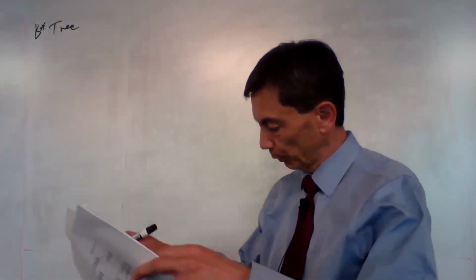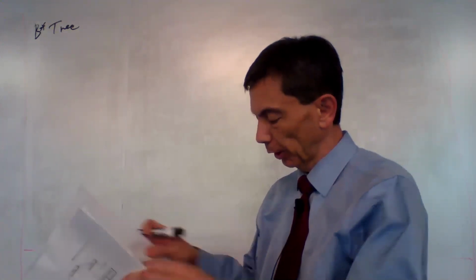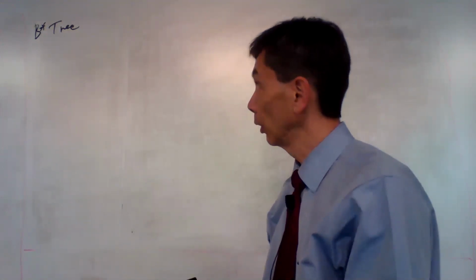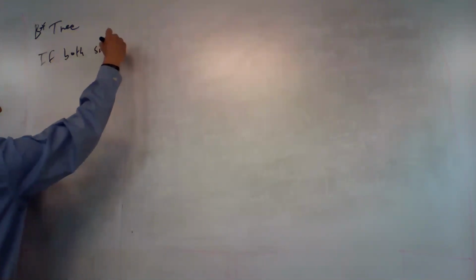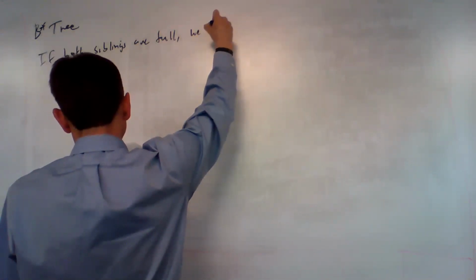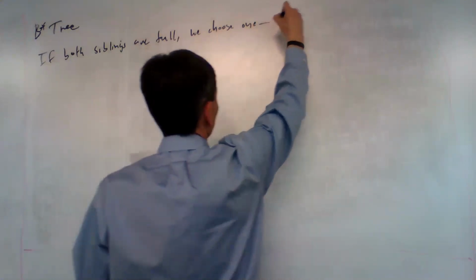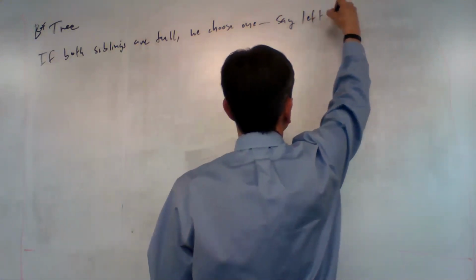Anyway, so that's redistribution, plus what happened to the clock. So let's talk about what if they're both full. So if both siblings are full, we choose one. And again, I'm going to say the last sibling.